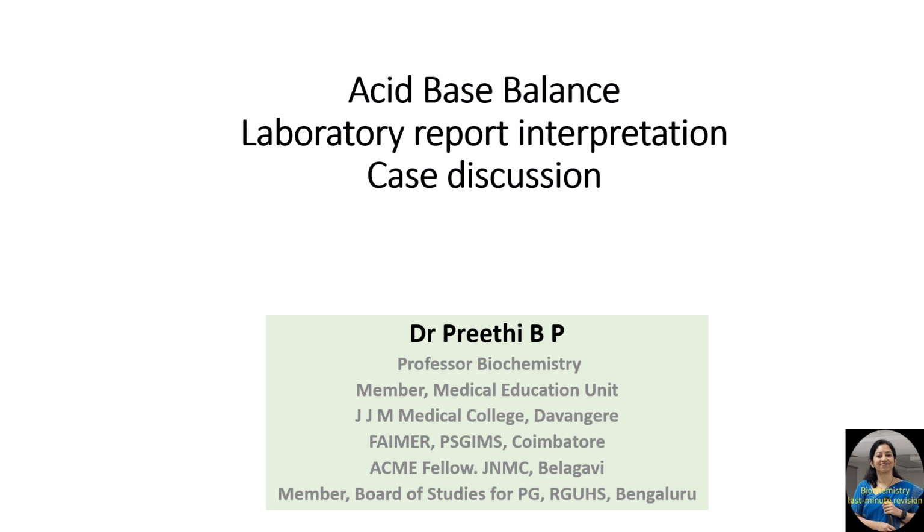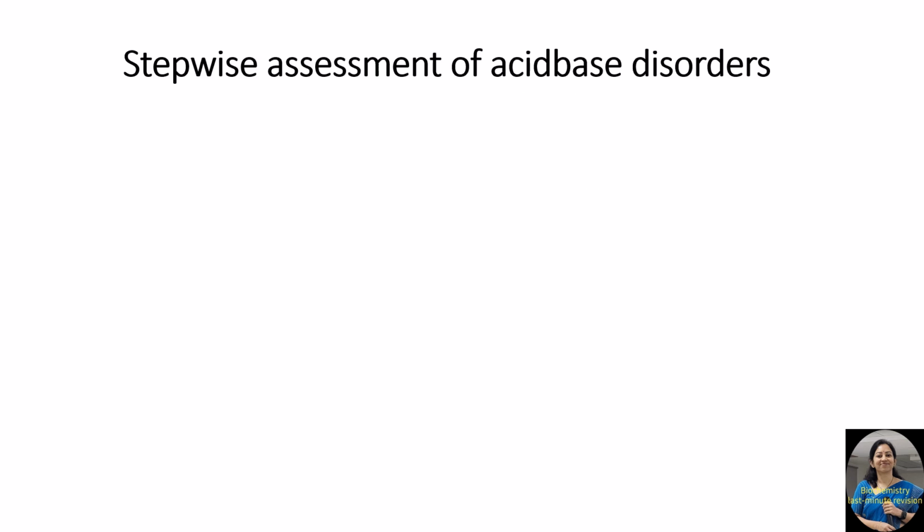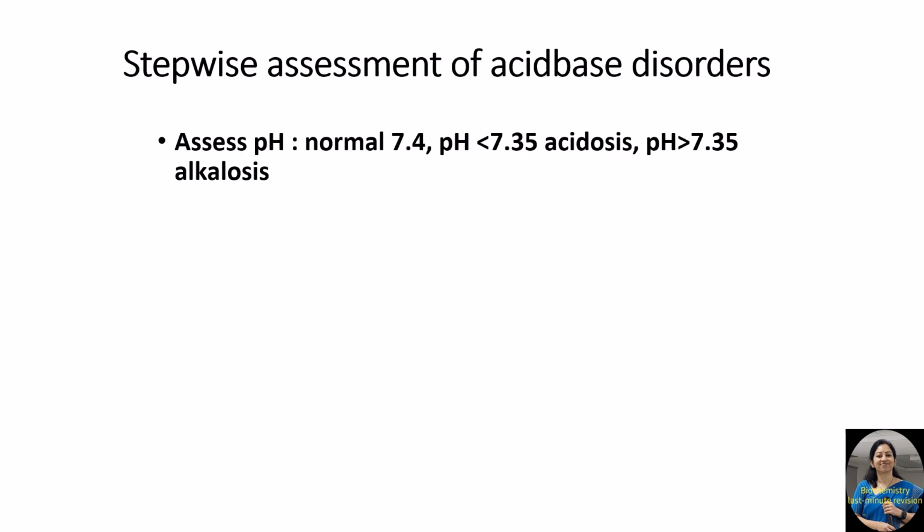Now this video is on lab report interpretation and discussion. So here is a stepwise assessment of acid-base disorder. The first step is you need to assess the pH. The normal pH is 7.35 to 7.45. If the pH is less than 7.35, it is acidosis. If the pH is more than 7.45, it is alkalosis.